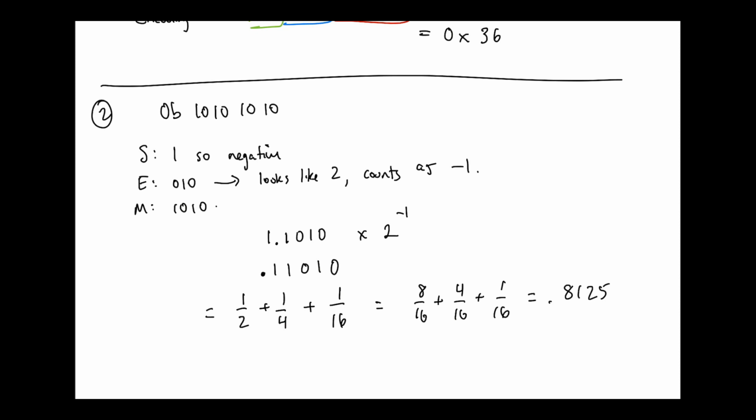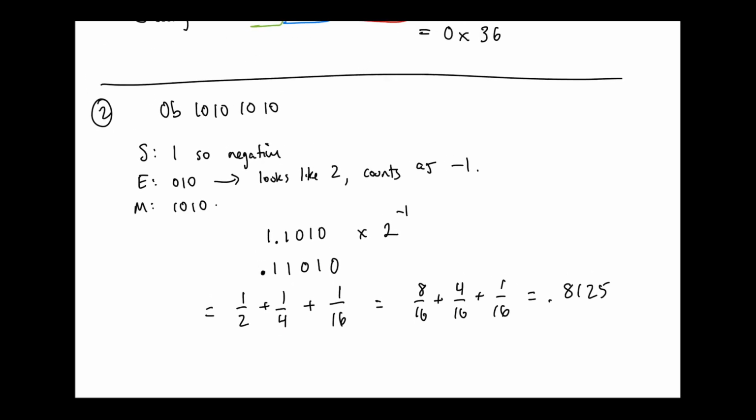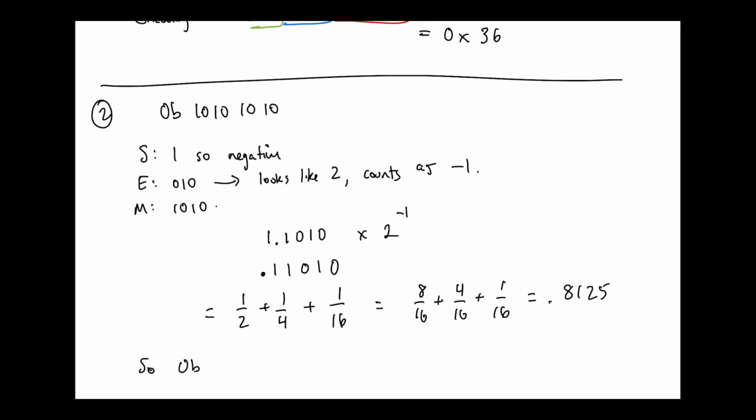Okay, so if we put all this together, what does our number here actually represent? It's 0.8125, but it's negative because of our sign bit, right? So now we get to take that into account. So it represents negative that because our sign bit was a negative.